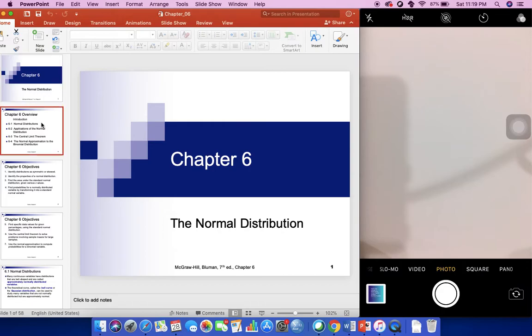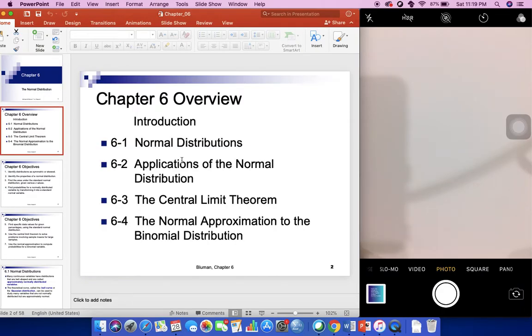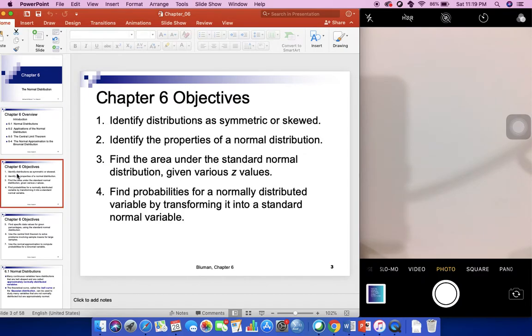So for this normal distribution chapter, there are 4 subtopics. The first one is normal distribution, then applications of the normal distribution, the central limit theorem, and the normal approximation to the binomial distribution. The objective of this chapter is first to identify distributions as symmetric or skewed, identify the properties of a normal distribution, find the area under the standard normal distribution given various z values, and find probabilities for a normally distributed variable by transforming it into a standard normal variable.